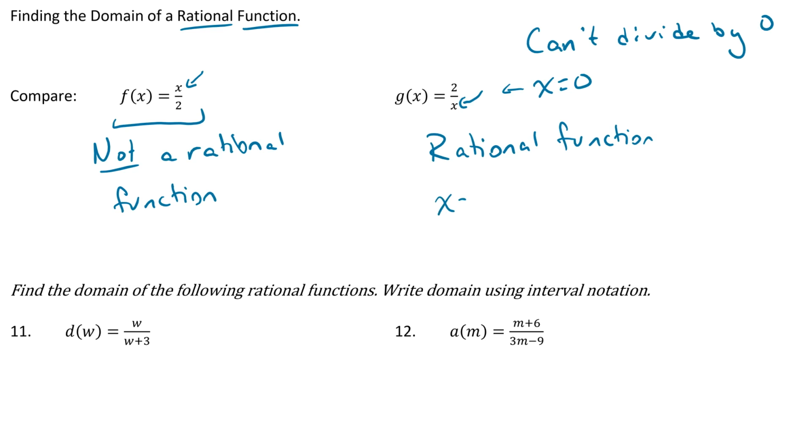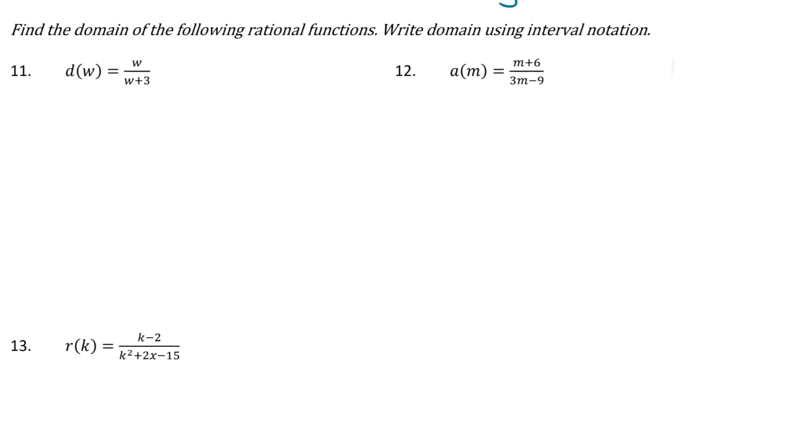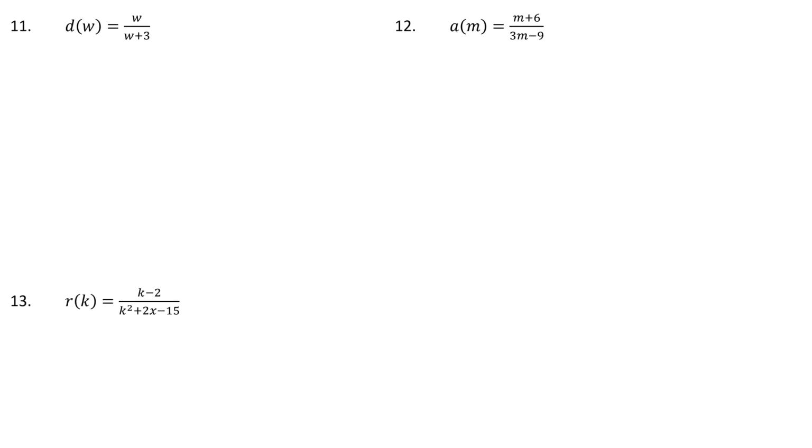Which means x equals 0 is not in the domain of g of x. It means we can put in any other x value we want, just not x equals 0. Alright, let's see what that looks like in practice. So number 11.